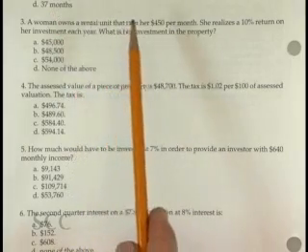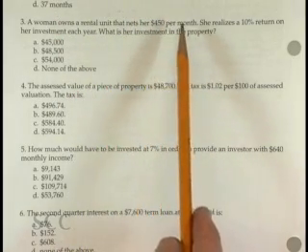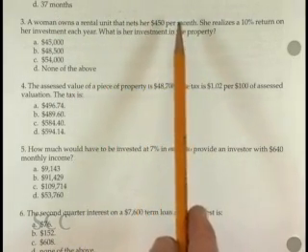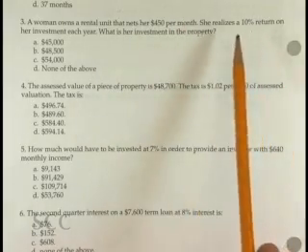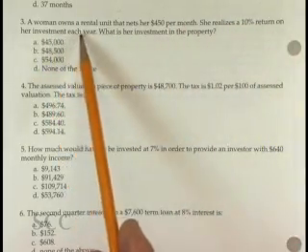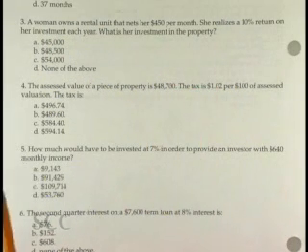A woman owns a rental unit that nets her $450 per month. Again, we're back into this thing on a monthly basis. She realizes a 10% return on her investment each year. What was the investment in her property?